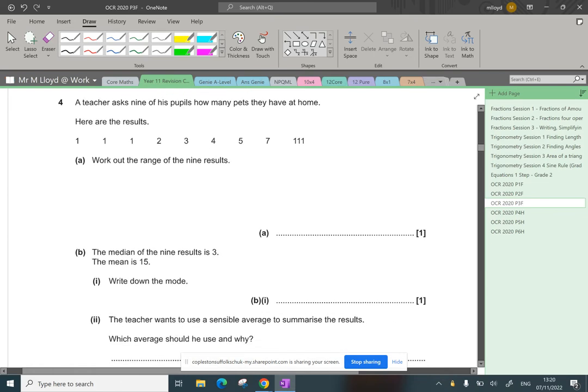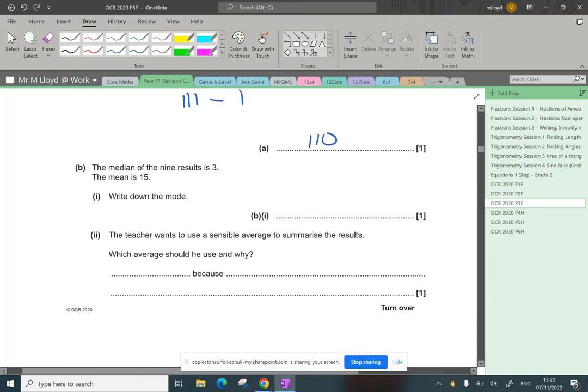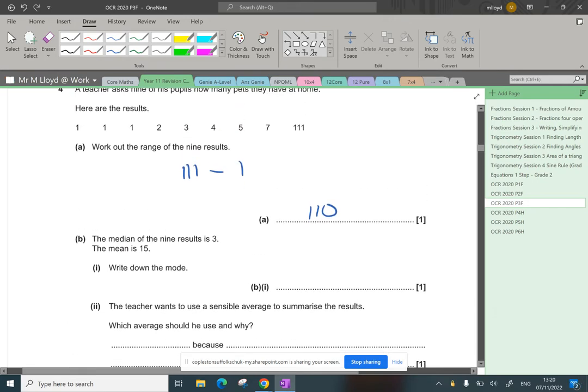So, right, question 4. The teacher asks 9 of his pupils how many pets they have at home. Clearly, one of them has a load of fish, I reckon. Work out the range of these 9 results. Well, the range is the biggest one take away the smallest one, which gives us 110. Right, the median of the 9 results is 3. The mean is 15. Write down the mode. The mode is the one that appears the most.